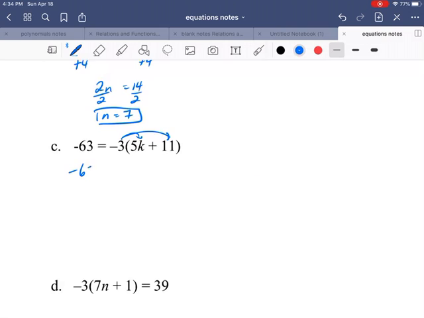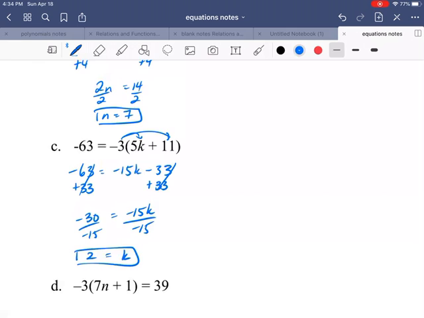Distribute. So negative 63 is equal to negative 15k minus 33. Add 33 to make a zero pair. And that's going to give me negative 30 equals negative 15k. So if you divide by negative 15, k will equal 2.